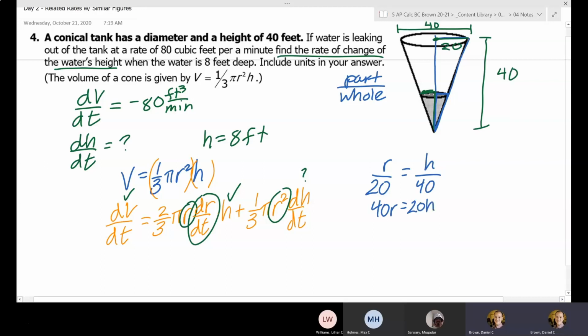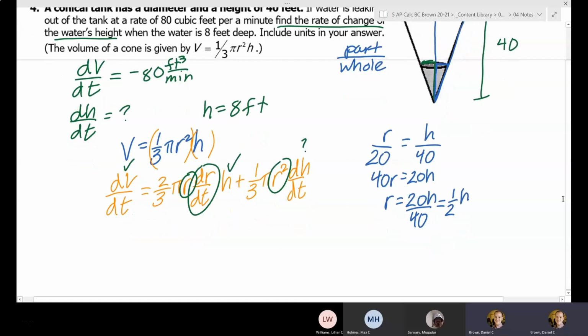40r is equal to 20h. I don't know anything about r, so I want to get rid of my r's. So r is equal to 20h over 40. Our r is equal to 1/2 of h, which many of you can see in that diagram. But instead of plugging that in after taking the derivative, we can plug that relationship into the original relationship and write a new formula for the volume that's just in terms of h and no longer in terms of r.